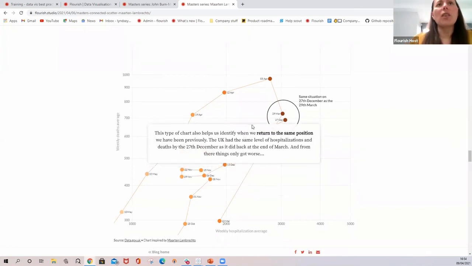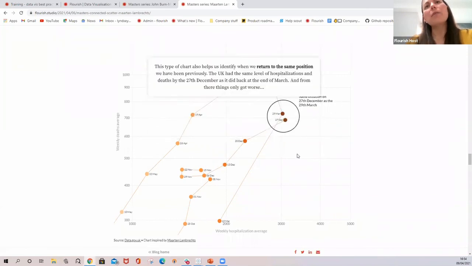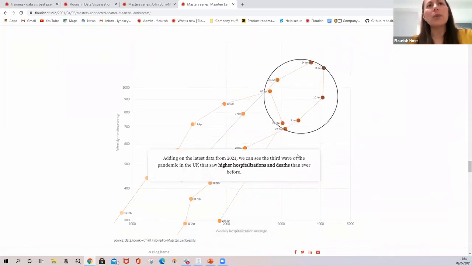This type of chart helps us identify when we return to the same position we had previously. So in the UK, we had the same level of hospitalization and deaths in December as well. So this is the UK's 3rd wave. And then from there, things got worse. So now we can see that in our latest wave, we had much higher hospitalizations and deaths than we did in our first wave. So this is the loop here, the new loop.